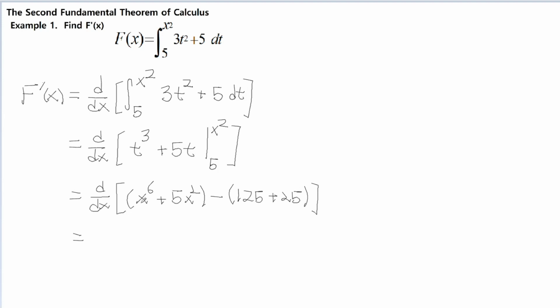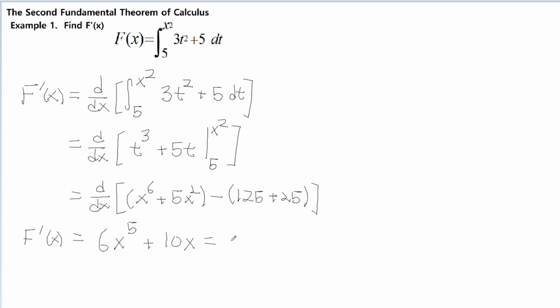And if you take the derivative, just keep in mind this last term will become 0 because regardless of what this number is, the derivative of a number is 0. So the derivative of x to the sixth power is 6x to the fifth plus 10x, and this will equal f prime of x.